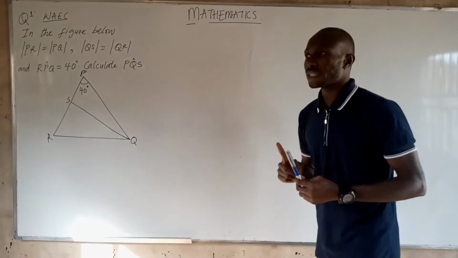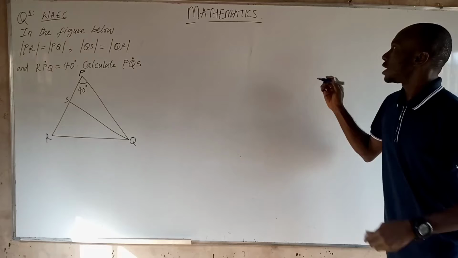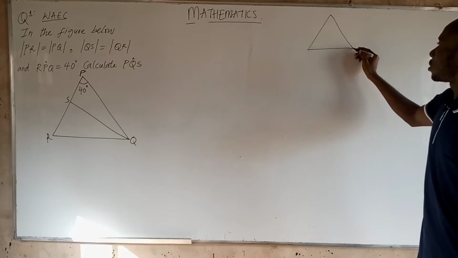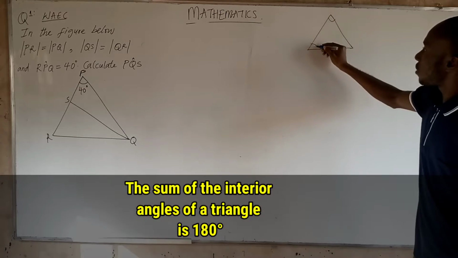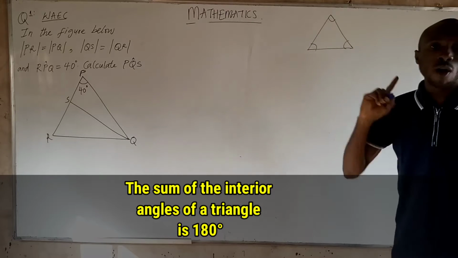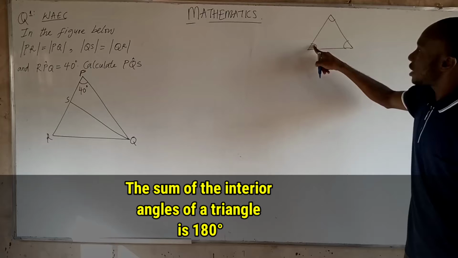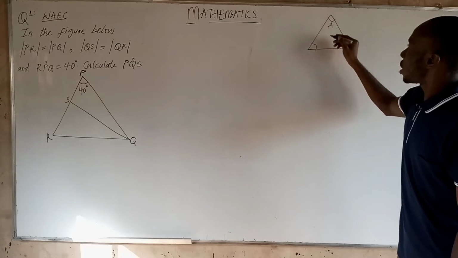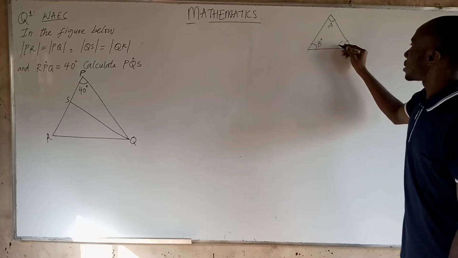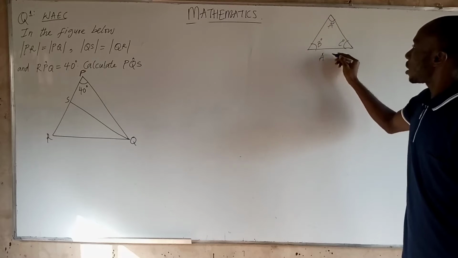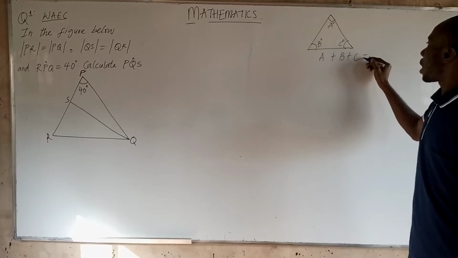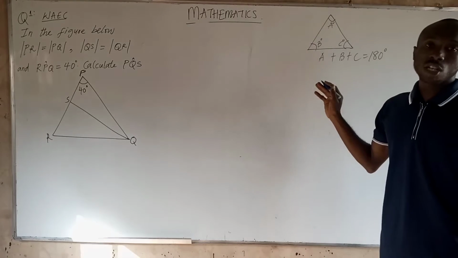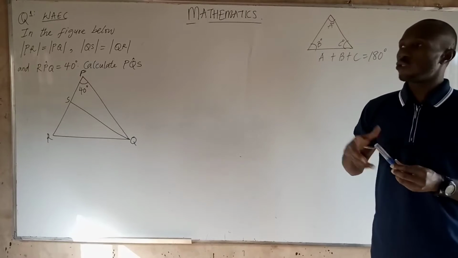Now, the number one property I want us to remember is that the interior angles of every triangle sum up to 180 degrees. The angles inside the shape are called the interior angles. So if I call these angles A, B, and C, if I sum A, B, and C, I must get 180 degrees. That is the first theorem I want us to recall on triangles.